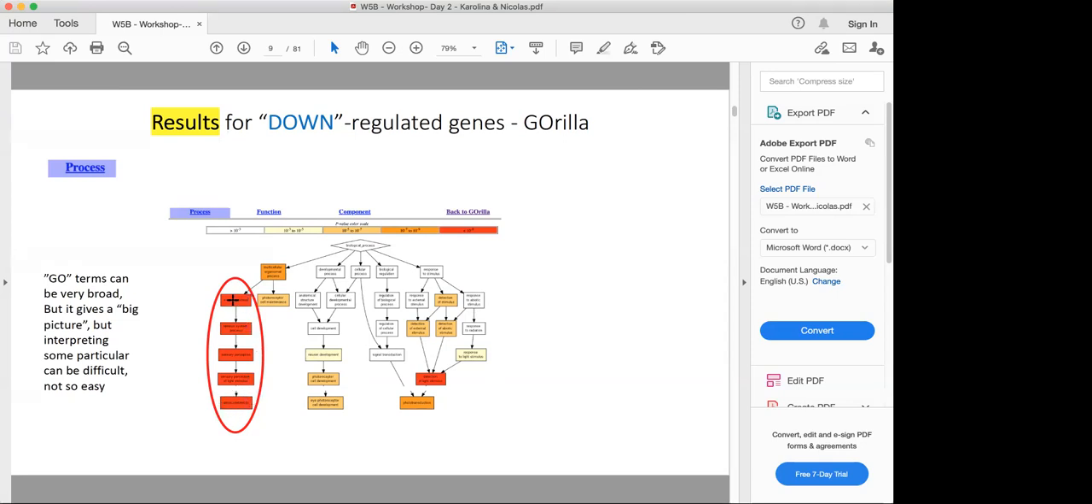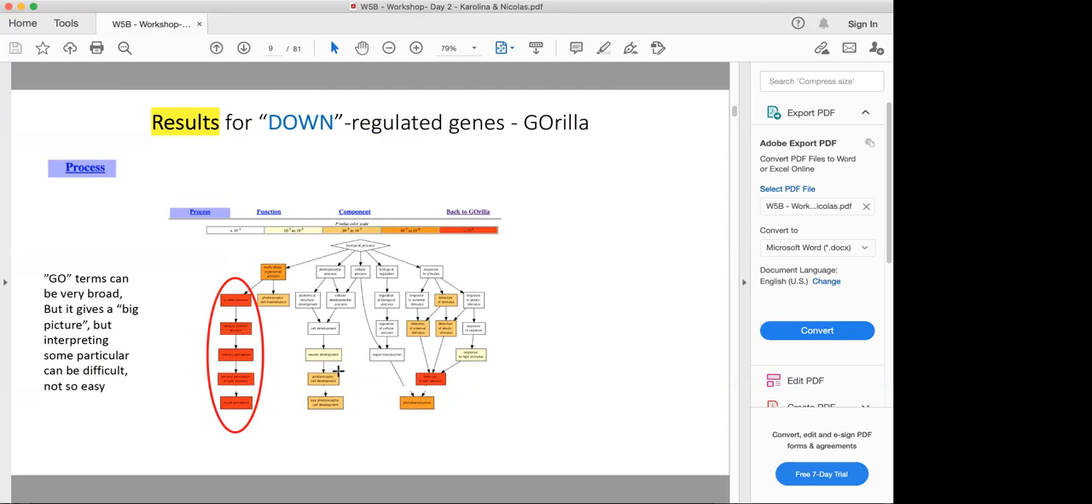Yes, we see here system process, nervous system process, then sensory perception of light stimulus and visual perception. And here the other one, detection of light stimulus. What I like about Gorilla is that it's user-friendly, very easy to use, and also gives you this nice graphical representation, very useful for publication. And it also gives you a p-value color scale. If it's red, then it's the most statistically significant result. So if we see something red in those graphs, we are very happy, and then it goes to dark orange shade, then light orange, yellow and white.